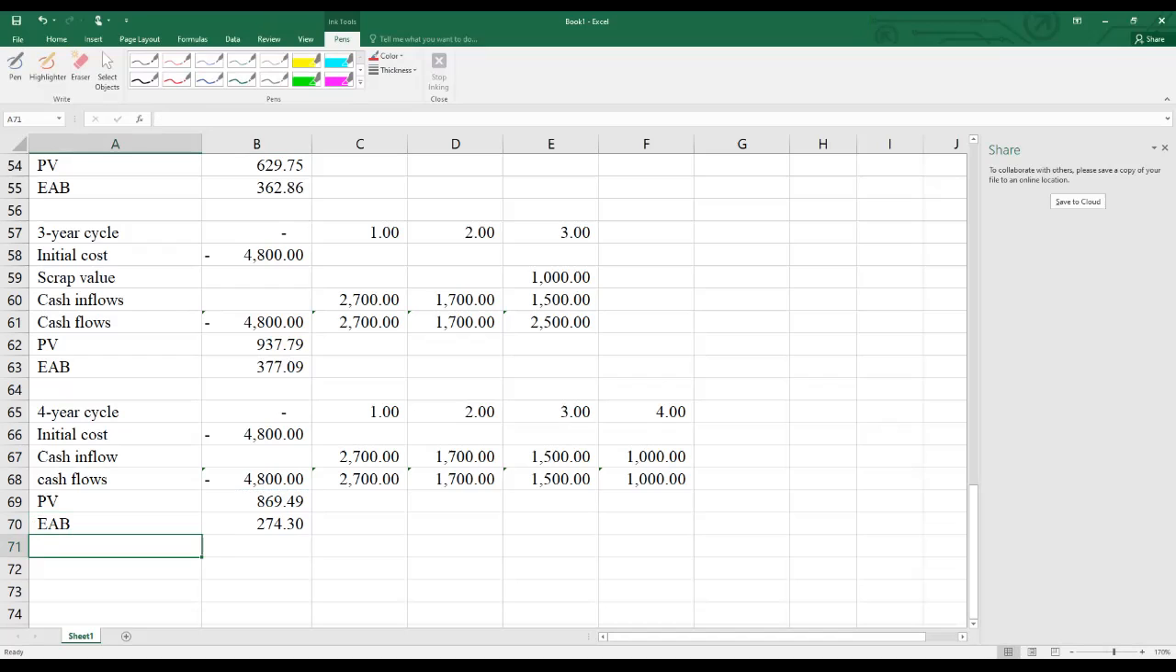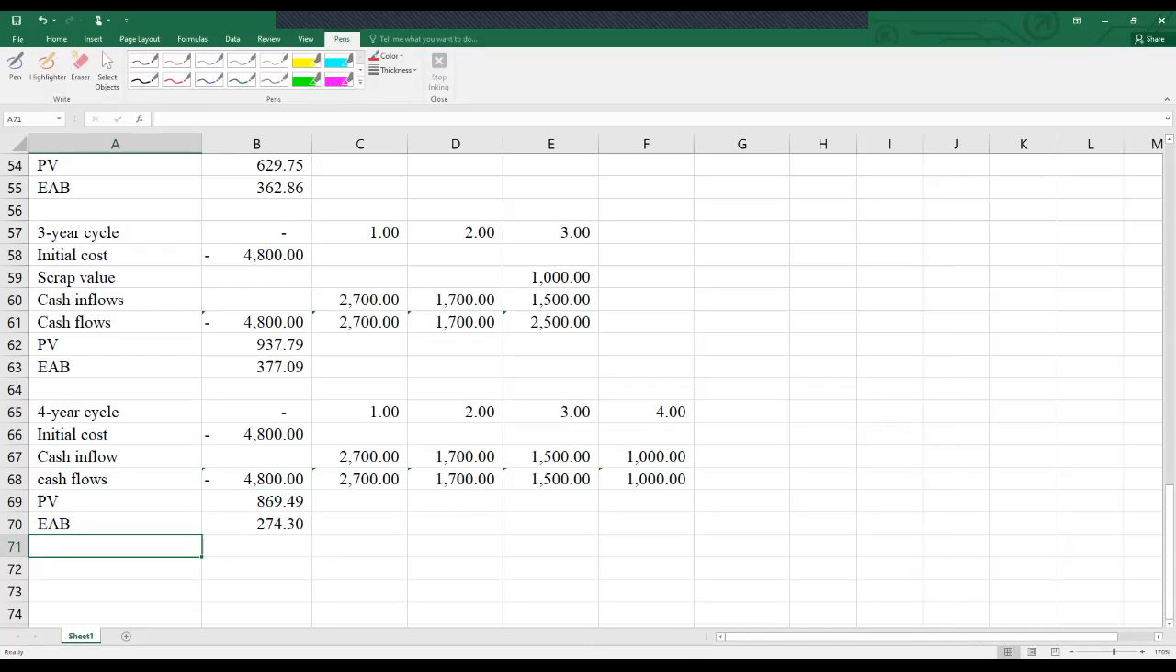Then make a decision based on what we have here. Which one is better? Is it to use the asset for 4 years and buy a new one at the end of year 4? Is it to use it for 1 year? Of course, we base it on the benefit to be received. If you do a 4-year cycle, you get 274 per year. If you do a 3-year cycle, you get 377,000. So it's a bit higher, the amount you're getting per year.